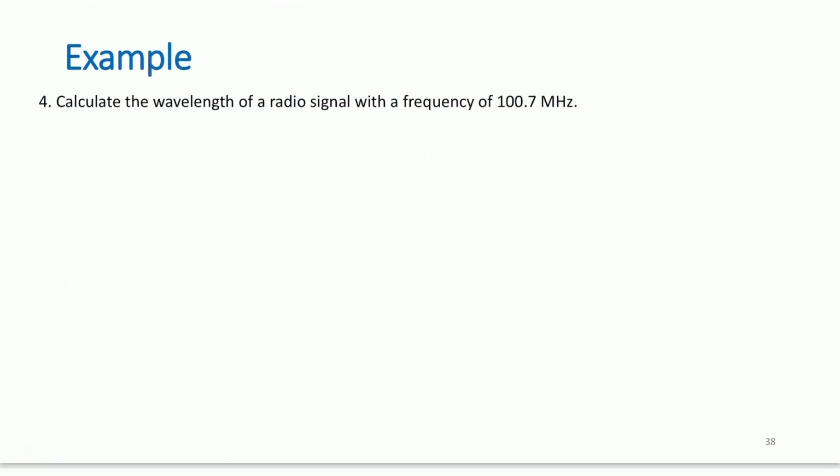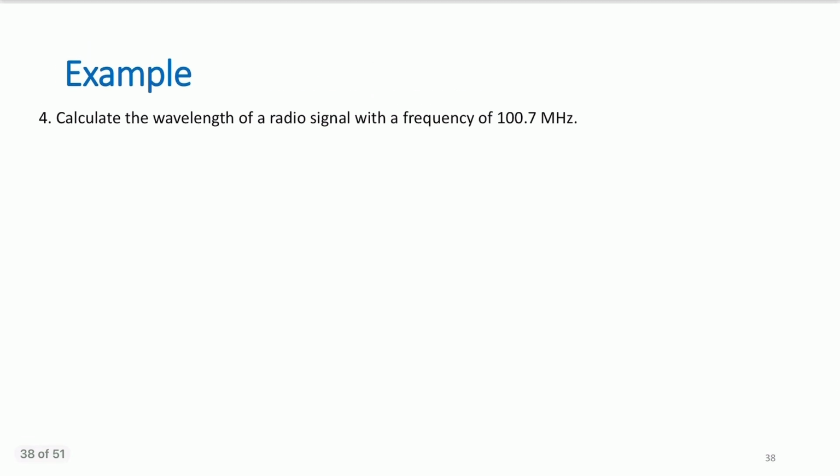Calculate the wavelength of a radio signal with a frequency of 100.7 megahertz. So, we're looking for wavelength here, and we're given frequency. We know lambda is equal to c over nu. c is our speed of light, 2.998 times 10 to the 8th meters per second.